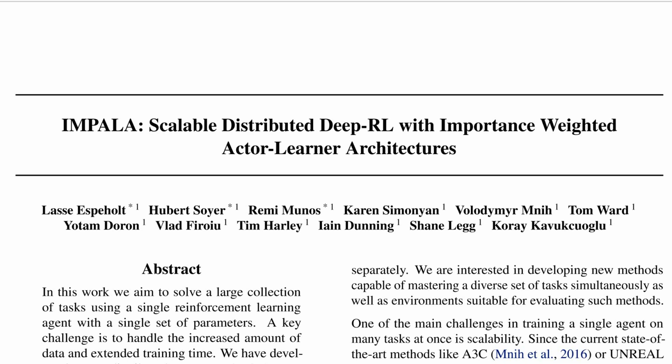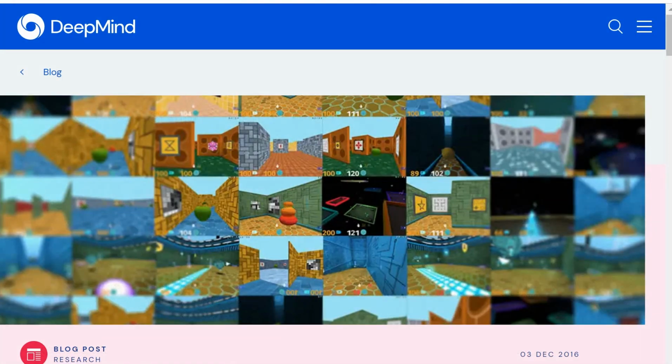Hi there. Today we're looking at IMPALA, Scalable Distributed Deep RL with Importance-Weighted Actor-Learner Architectures by Lasse Espeholt, Hubert Sawyer, Remy Munoz, et al. So this paper deals with a new architecture for deep reinforcement learning, specifically distributed deep reinforcement learning. So that means settings where you go beyond one single machine or beyond one single accelerator, like a GPU.